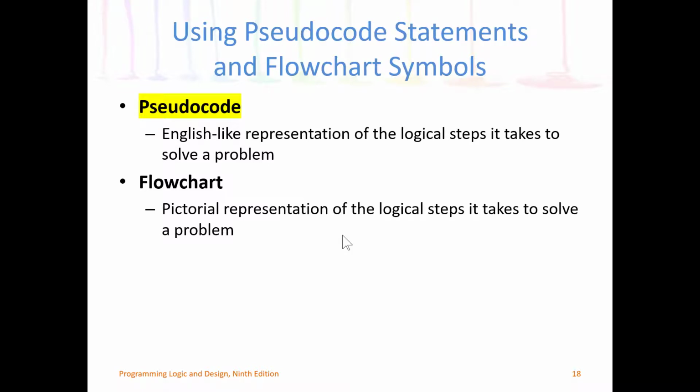Pseudocode. This is a way we think through our logic. We can do pseudocoding or flowcharting to think through the logic of our program, the steps of our program, to make sure we've got it right. It's a good way to visualize it.